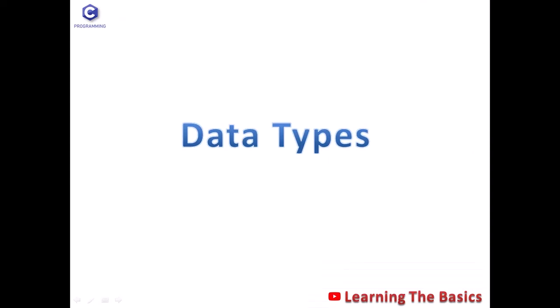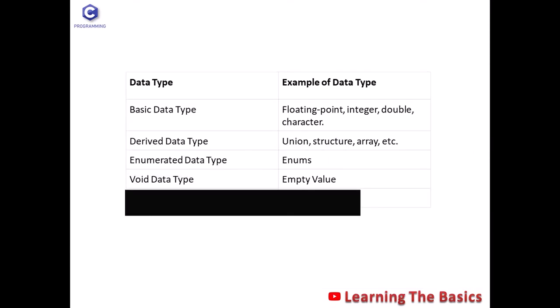We have 5 types of data types. We have the basic data type, the derived data type, the enumerated data type, the void data type. Now let's go to the basic data types. We have the floating point, the integer, the double, and the character. The derived data types, we have the union, the structure, the array, etc. The enumerated data type, we have the enum. The void data type, we have the empty value.